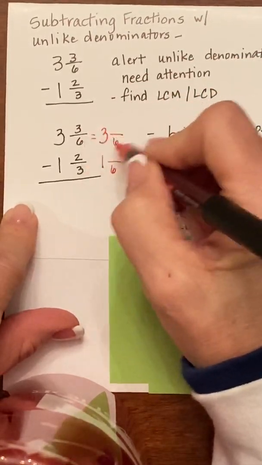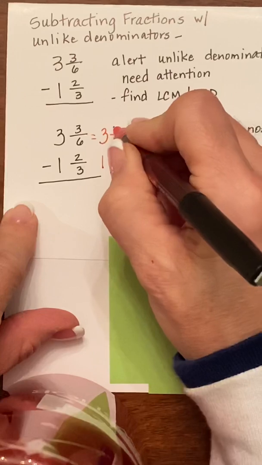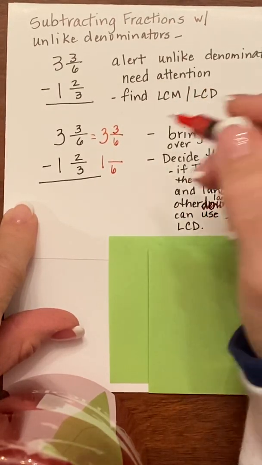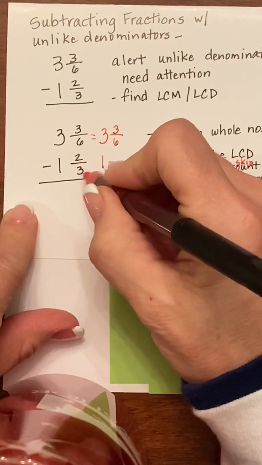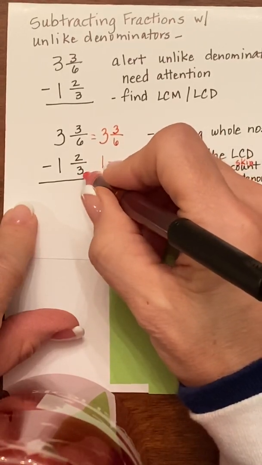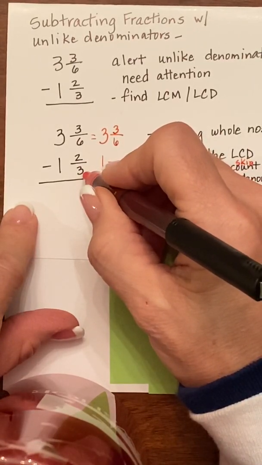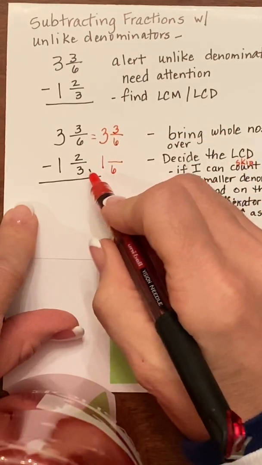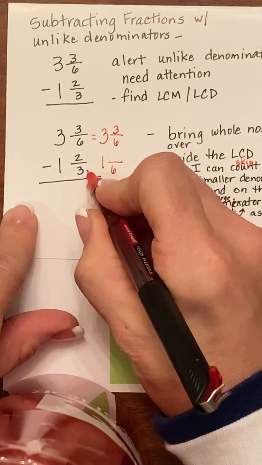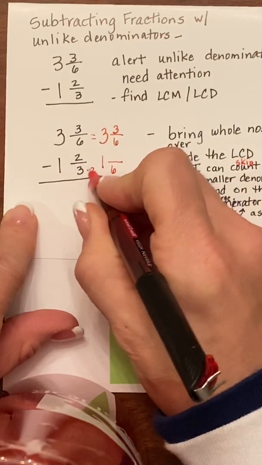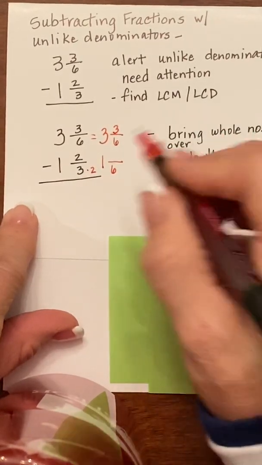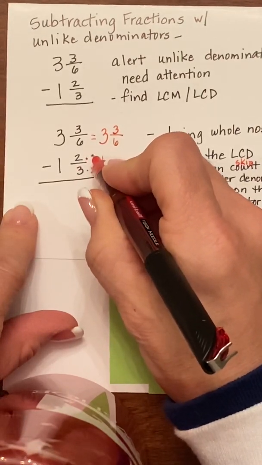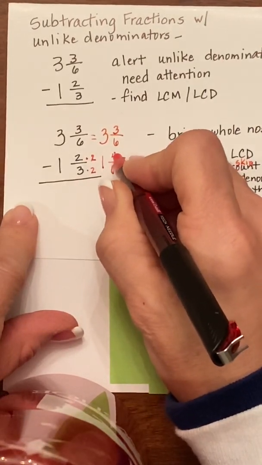So if this is already in 6, then all I have to do is just bring this over. I really did not do anything to rename it. But now, if this is thirds, what did I do to the 3 to give it 6 parts? Well, I definitely increased it. What we did was multiply it by 2, because 3 times 2 is 6. Then we're going to do the same thing to my numerator, and 2 times 2 is 4.